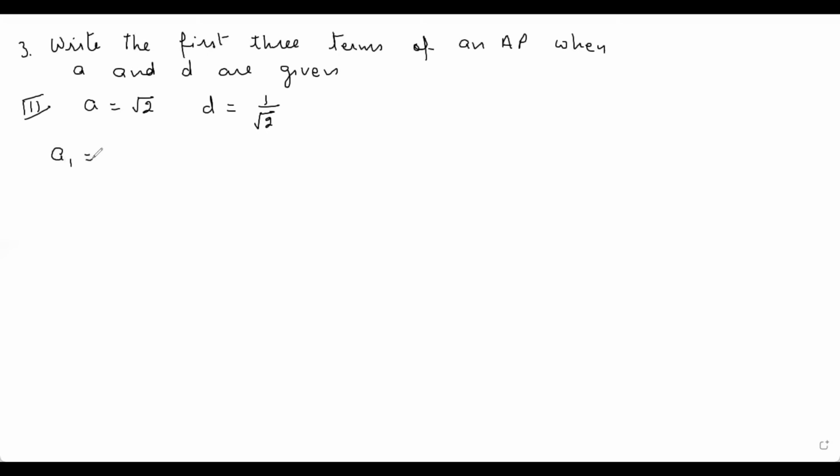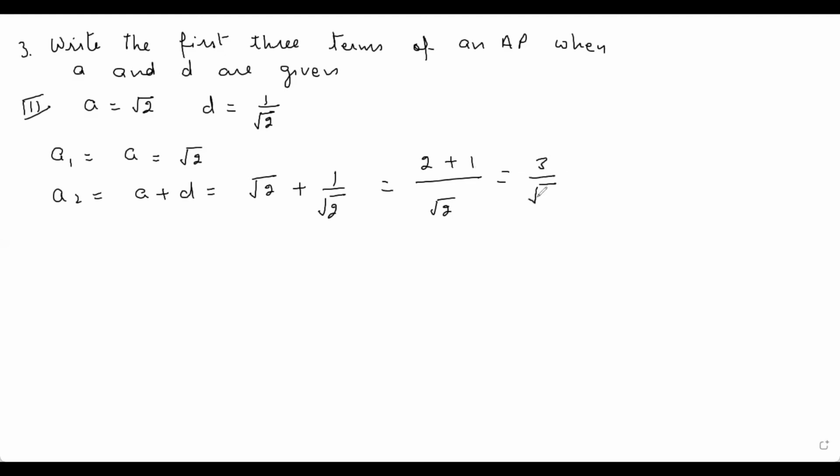First term A1, that is A, that is root 2. Now the second term A2 is equal to A plus D. Here A is equal to root 2 and D is equal to 1 by root 2. Now LCM is root 2. You will have 2 plus 1, that is 3 by root 2.